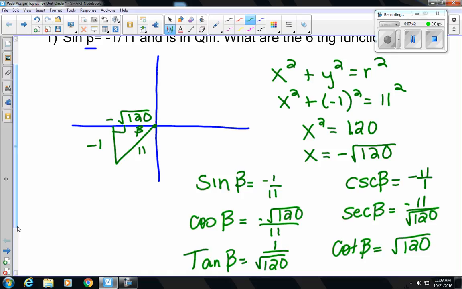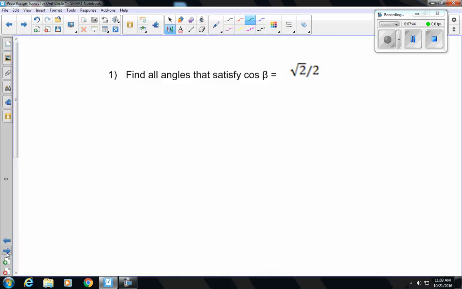All right, next question. Find all angles that satisfy the cosine of beta is root 2 over 2. And I've actually got 3 different problems on here that I'm going to show you. This is the one on WebAssign that says separate your answers with a comma and write your answer in terms of k. Does this ring a bell from WebAssign? If you've looked at WebAssign, then you've seen it, right?